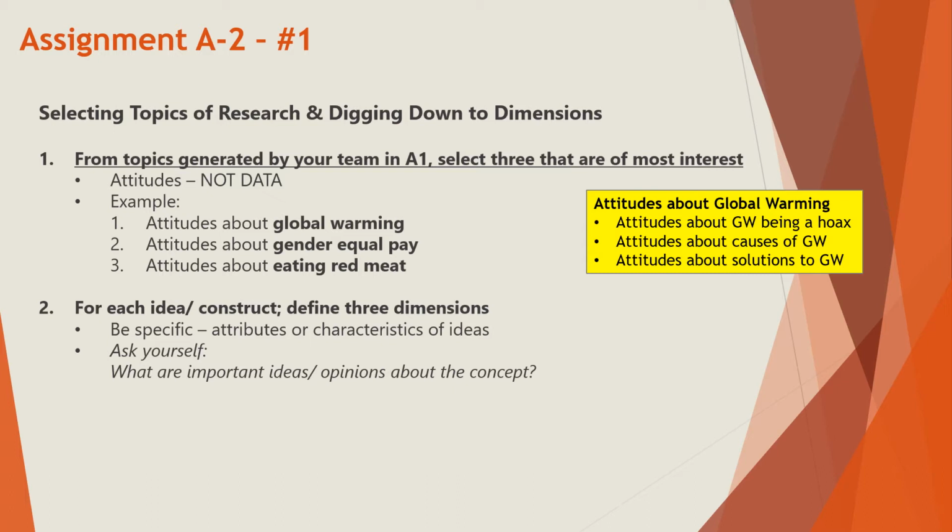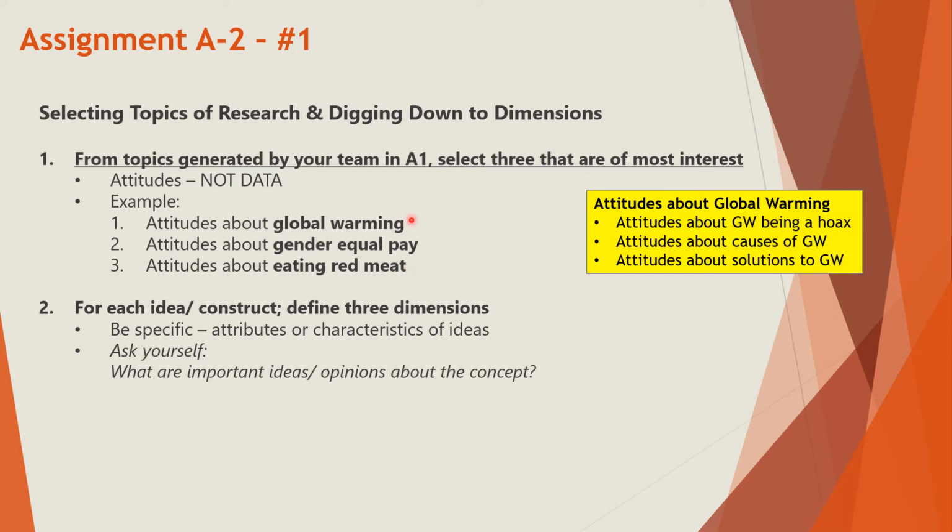And then there's also attitudes and opinions about solutions to global warming. What you're seeing in yellow is the actual answer that we'll have on number 1. So you have 2 answers so far here. You've got the first piece, which is this number 1, 2, 3, attitudes about global warming, gender equal pay, and red meat. And then you're going to have 9 of these dimensions.